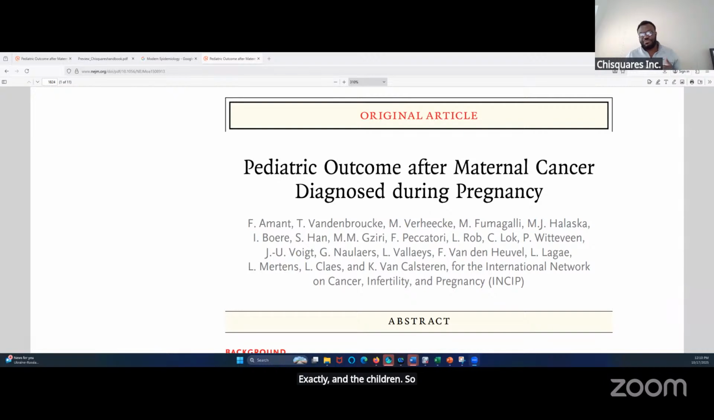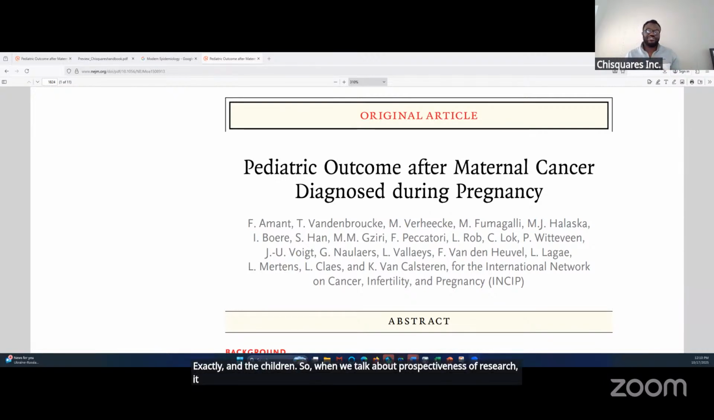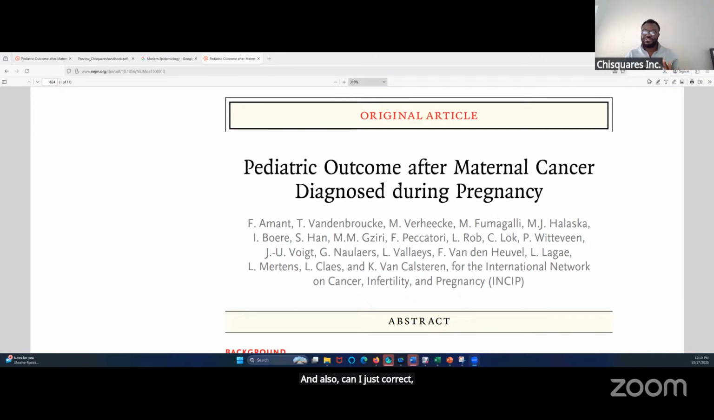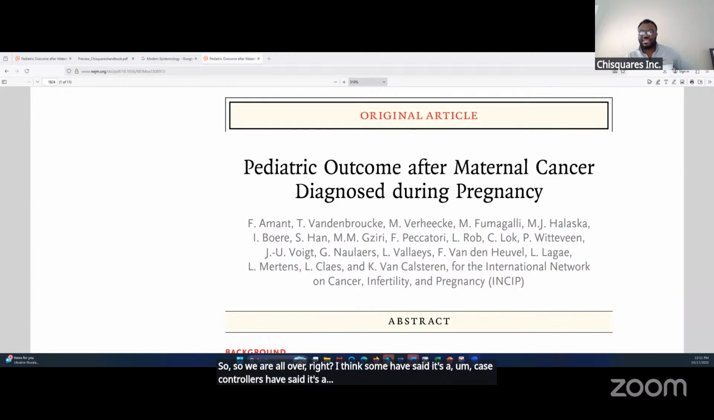So when we talk about prospectiveness of research, it is in relation to the study population. And also, can I just correct, we don't want to fall into the mistaken opinion that you could somehow straddle both designs. You can't have a combination. It can't be a hybrid of case control and cohort. It's one. So it can't be both, right? So we are all over, right? I think some have said it's a case control, others have said it's a cohort, but I think there's still some hands up. Ayuba, your hand has been up.